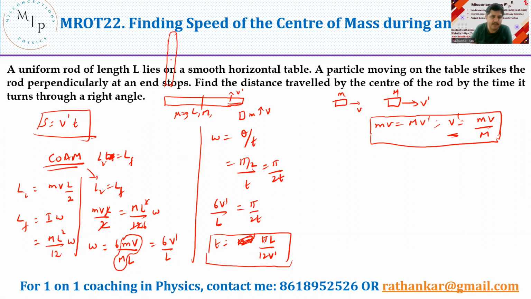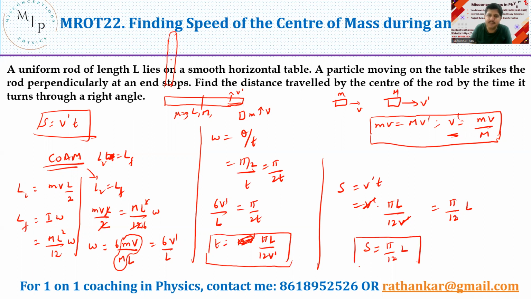What's the next step? The next step is quite easy, because we are only worried about this time t here. Let us plug in this value. The distance moved by the rod because of this is S equal to V dash into t, which is V dash multiplied by pi L divided by 12V dash. Wow, see, this also goes away. Thus I get the answer as pi by 12 times L. S is equal to pi by 12 times L, which is the distance traveled by the rod when the rod makes an angle of 90 degrees with respect to the horizontal.